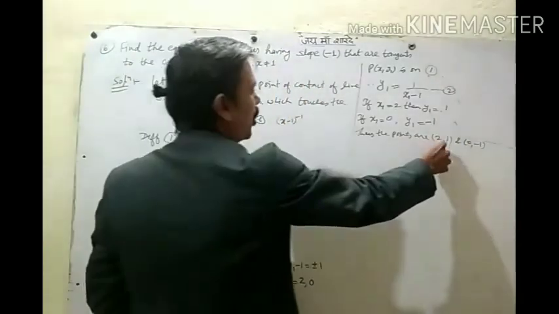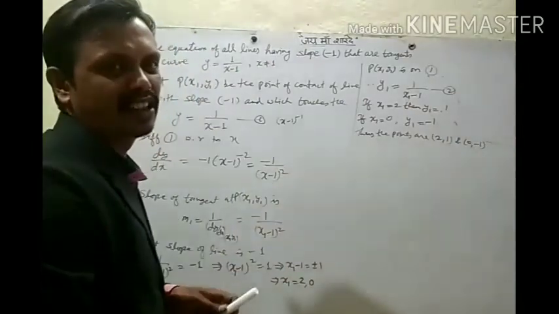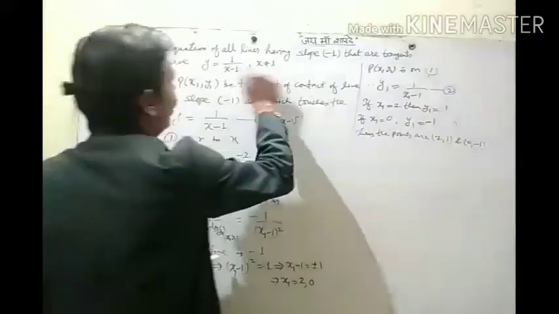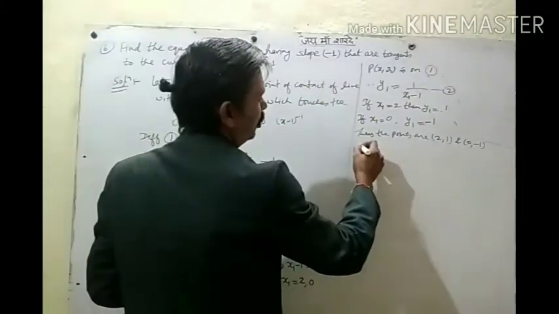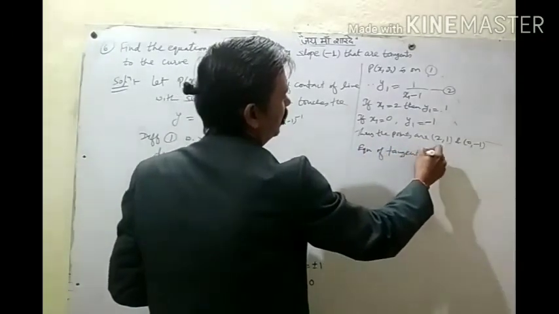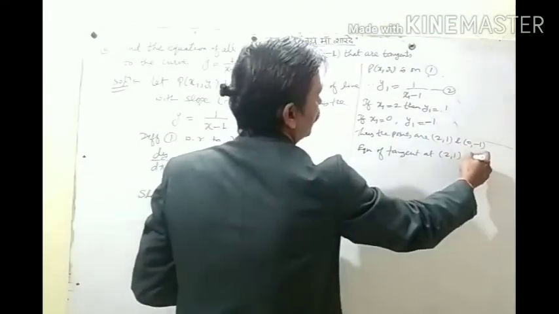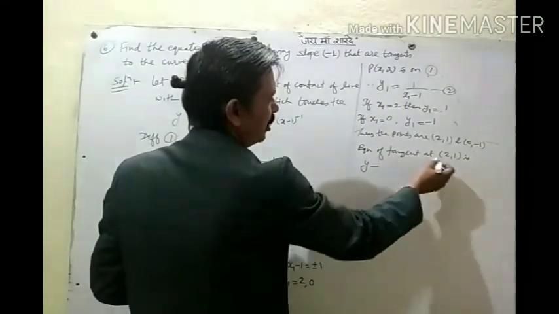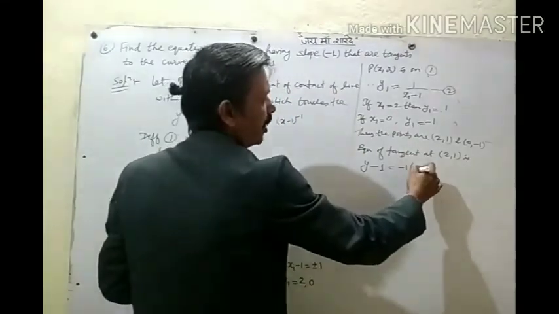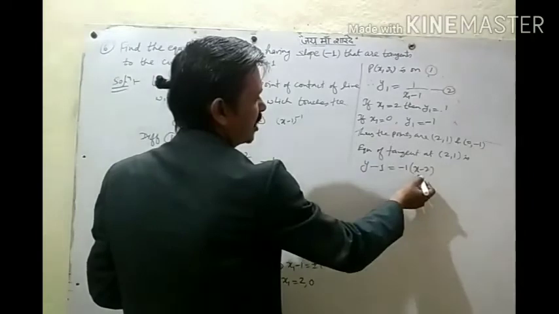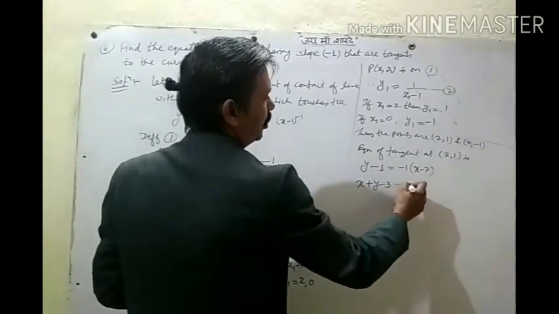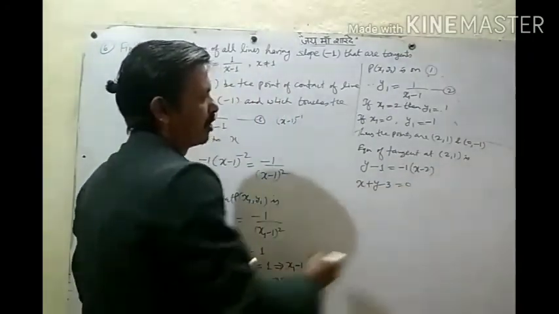So at these 2 points, we can find the equation of tangent. If you find the equation of tangent at these 2 points, their slope will be minus 1. Now the equation of tangent at (2, 1) will be y minus y1, that is 1, equal to slope, given as minus 1, into x minus x1, that is 2. So x plus y minus 3 equal to 0 is one tangent.